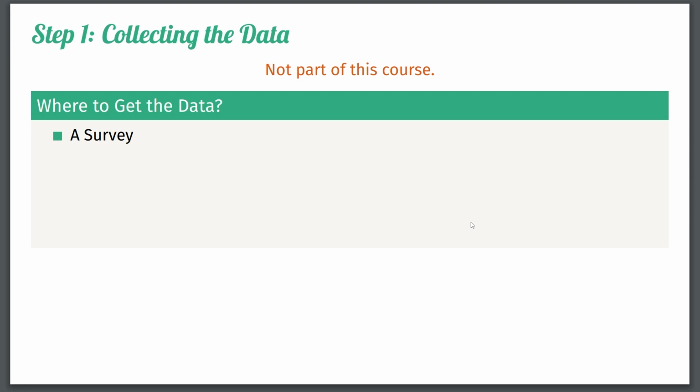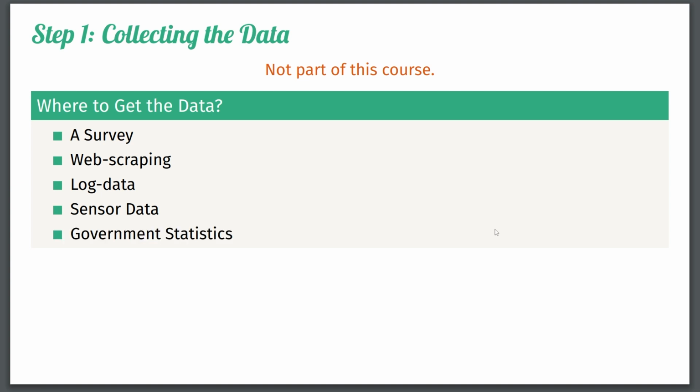You can make surveys that you ask people to take and get data in that way. You can do web scraping to get data from the web through, for instance, Beautiful Soup or Scrapy or other Python tools. You can use log data for different systems that log out, say, performance data and so on. This is great sources of data. You can get sensor data. Say you have a temperature sensor or a pressure sensor or something like this. Sensors like this typically generate loads of data, and this is a great way to get data. And of course, you have government statistics.